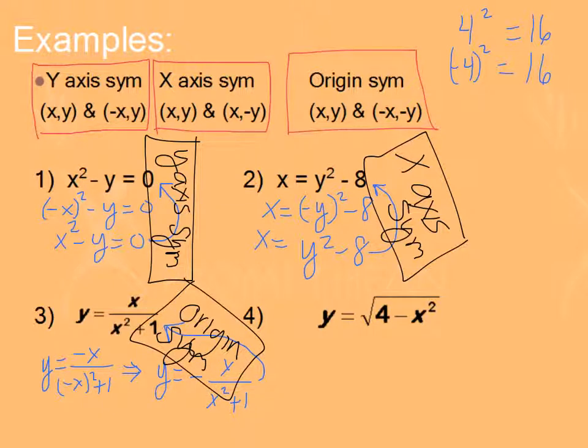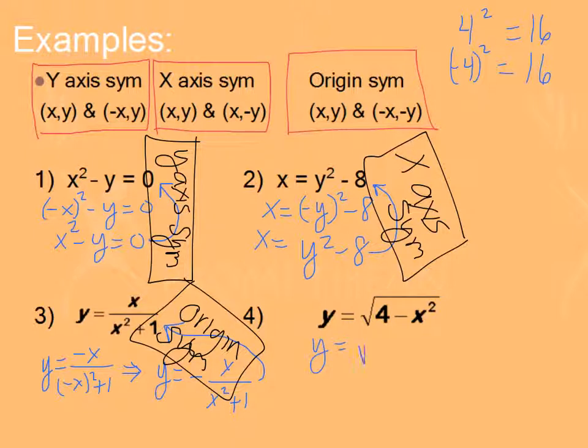All right, last one. Let's try number 4. Okay, so this one's weird also because now it has this square root in there. But again, if I see a squared or an absolute value, that's probably what I'm going to start with. So I'm going to test my y-axis symmetry again, thinking if I change the x, it shouldn't matter because the x is being squared. So let's try it.